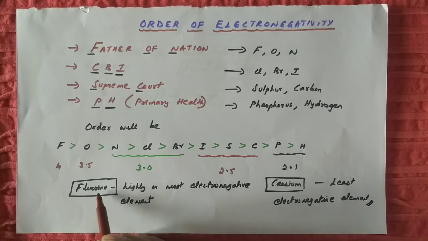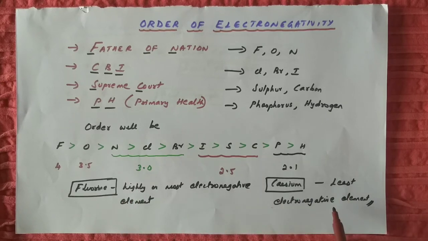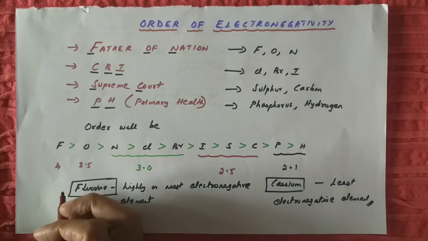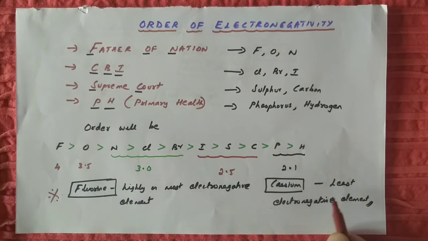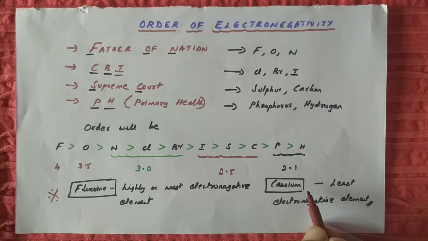Getting it? Fluorine will be the highest or the most electronegative element in the periodic table, and cesium will be the least electronegative element. Many times they ask this question also. The most electronegative element will be fluorine. The least electronegative element will be cesium.